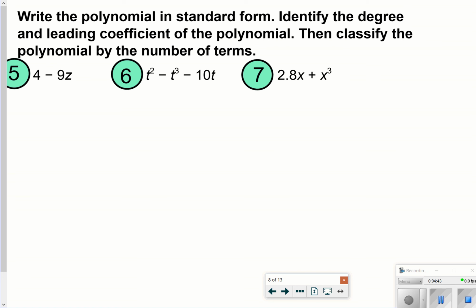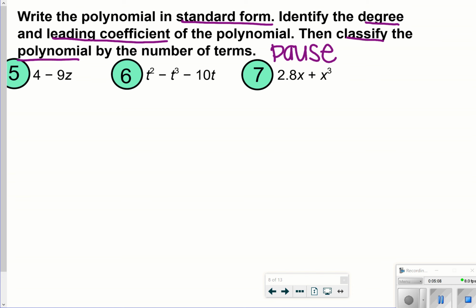This one, though, it says still to put it in standard form, still identify the degree, but now we're going to find the leading coefficient. And then you can classify the polynomial by the number of terms. So there is standard form, degree, leading coefficient, and classification. So that's 4 things you're going to do for each one of these. Let's go ahead and pause so you can try 5, 6, and 7. And once you're done, click play to check your work.